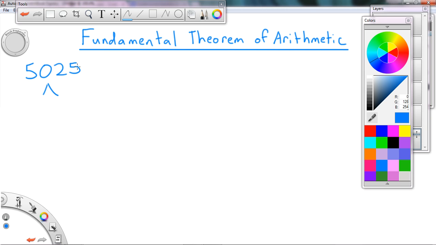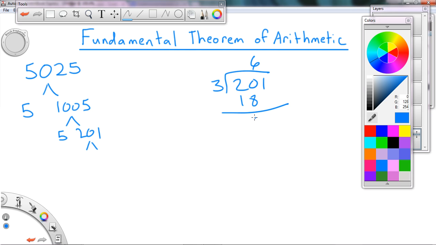Okay, so this number is divisible by 5. So let's divide by 5. And that's going to give me 1,005. Right? 5 times 1,005. Okay, this is divisible by 5 as well. Let's see what I get there. 201. Okay, 201 is divisible by 3 because 2 plus 1 is 3. So that's going to give me 67. So 3 times 67 is 201. Okay, so the prime factorization, and we know from our prime number sheet that 67 is prime. So 3 times 5 times 5 times 67. Let's go ahead and write that down. 3 times 5 times 5 times 67 equals 5,025. That's what I meant to say.